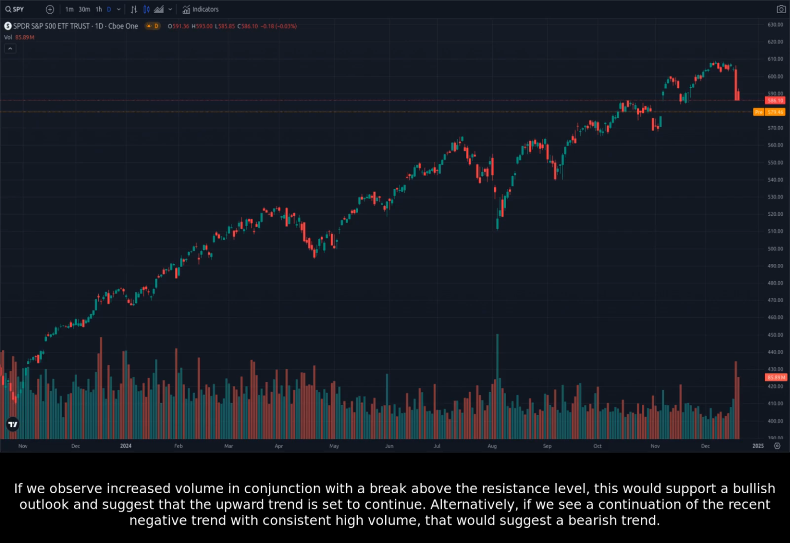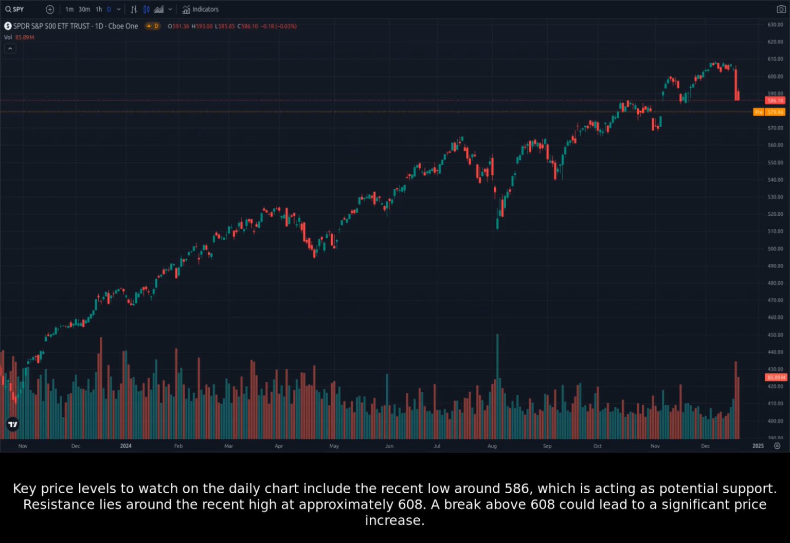If we observe increased volume in conjunction with a break above the resistance level, this would support a bullish outlook and suggest that the upward trend is set to continue. Alternatively, if we see a continuation of the recent negative trend with consistent high volume, that would suggest a bearish trend.